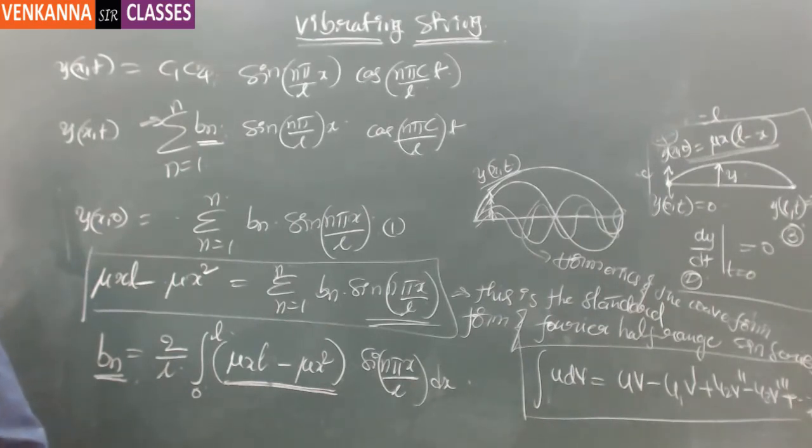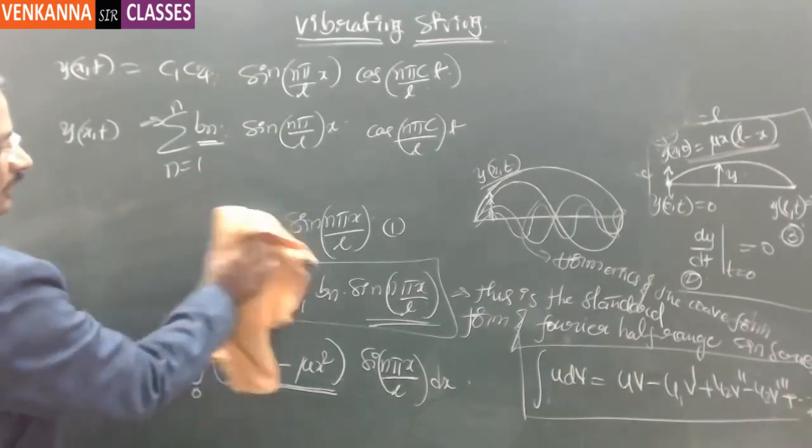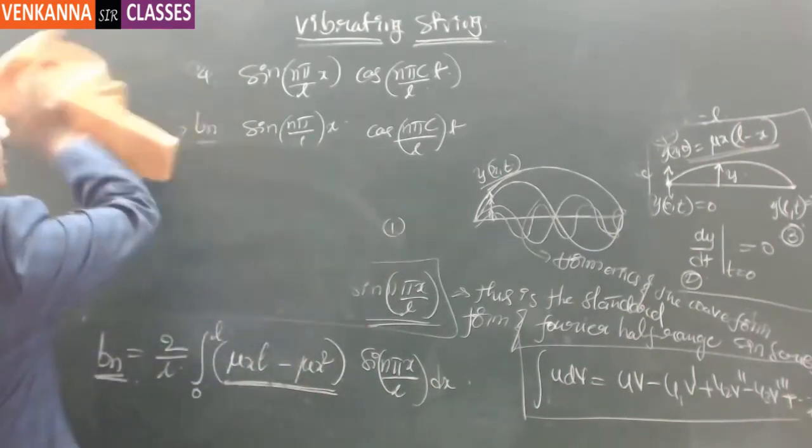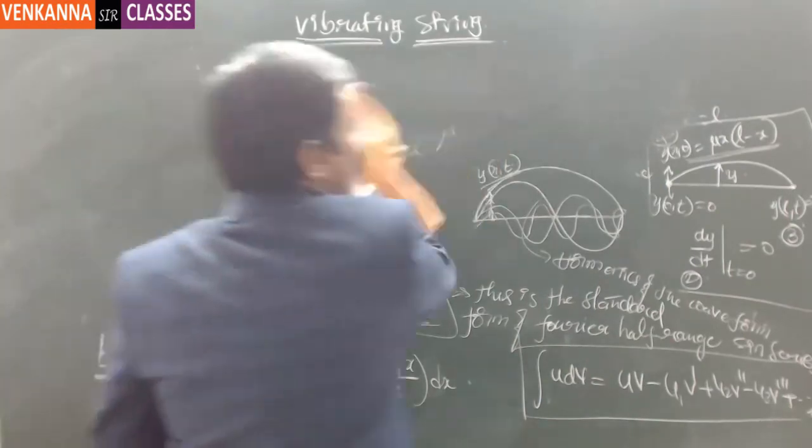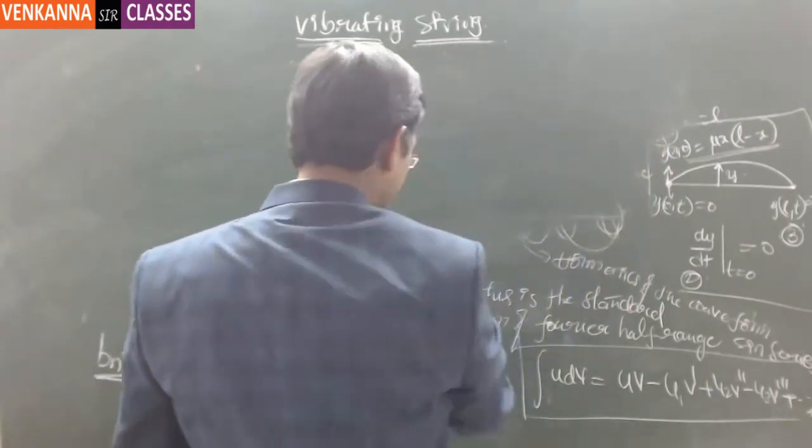Note it down. Done? Okay. So for this Fourier half-range sine series, you have to find the constant value Bn.